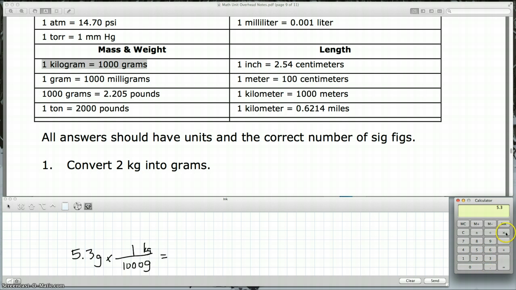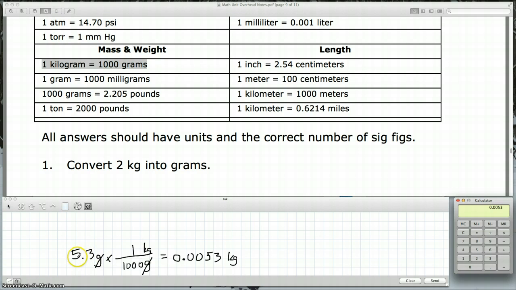So then I do my math. 5.3 times 1 divided by 1,000. So my answer is 0.0053. If you want to put the 0 in front, you can. You don't have to. Units cancel. Grams cancels grams. We're left with kilograms, so that is our final unit. And then we check sig figs.